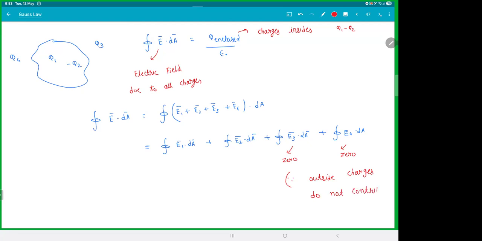So that is the reason. Technically speaking, this E should be E1 plus E2, isn't it? But even if you take E3 and E4, it won't create a problem because you're simply adding zeros. Is that making sense, everyone? They do not contribute to flux.